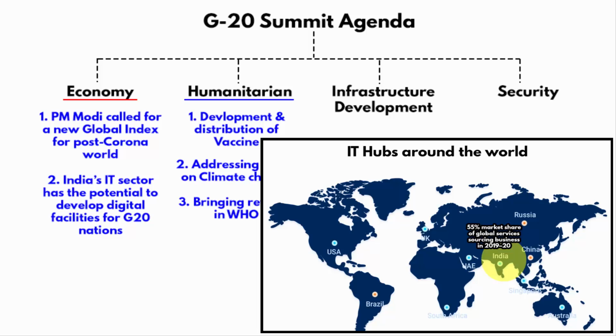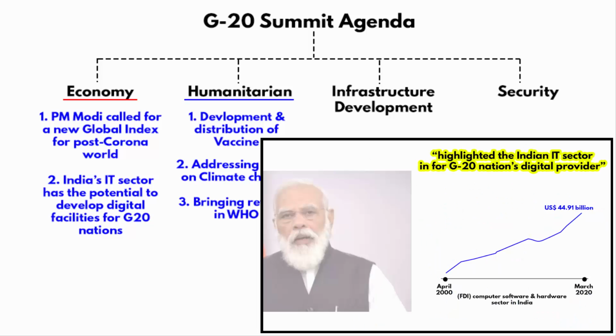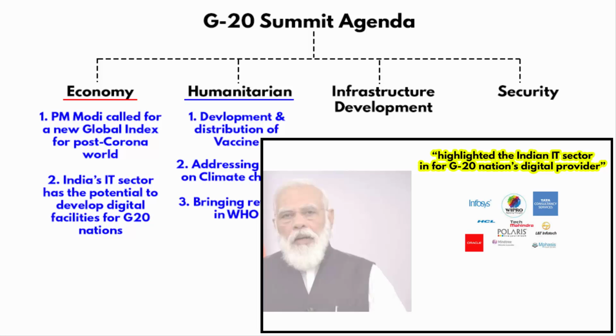business in 2019. The computer software and hardware sector in India attracted a total foreign direct investment of worth $45 billion between April 2000 and March 2020. The IT sector ranked second in FDI inflow as per the data released by the Department for Promotion of Industry and Internal Trade. Then leading Indian IT firms like Infosys, Wipro, TCS and Tech Mahindra are offering services in blockchain technology and artificial intelligence to many global clients.